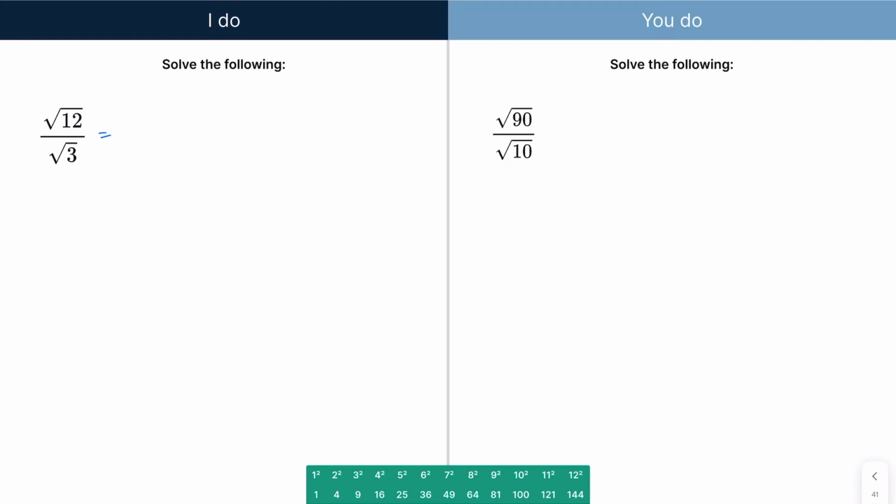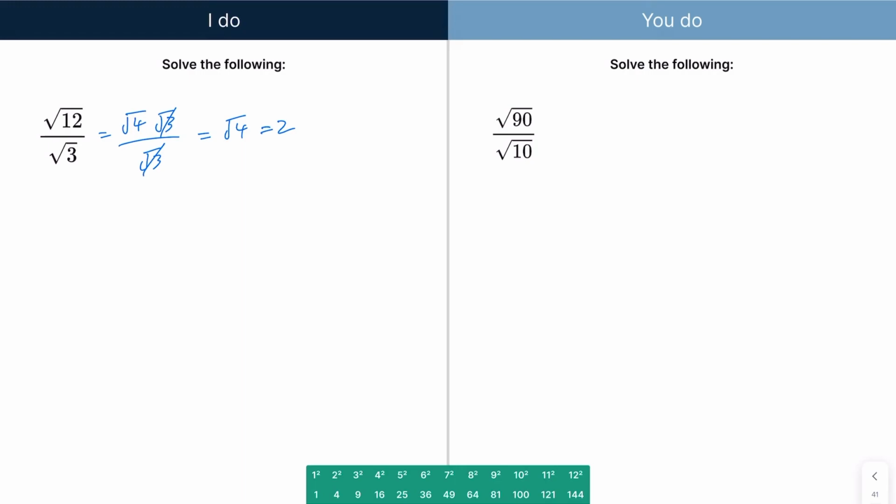So with this one, now there's 2 ways you can do this, and I'll show you firstly the way I prefer. So the root 12 becomes root 4 root 3. The bottom is just a root 3. We can cancel that and that out. That leaves you the root 4, and root 4 is equal to 2. So that's the first way of doing it.